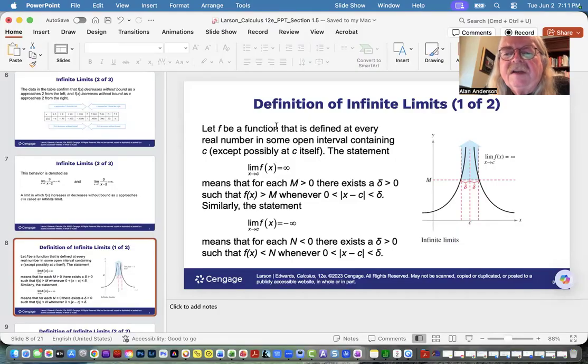So this is the formal definition of what an infinite limit means. Basically, as you get closer and closer to the asymptote, the function continues to either increase or decrease forever. So in other words, you can see this is the one where it's approaching positive infinity, and then down here, negative infinity.